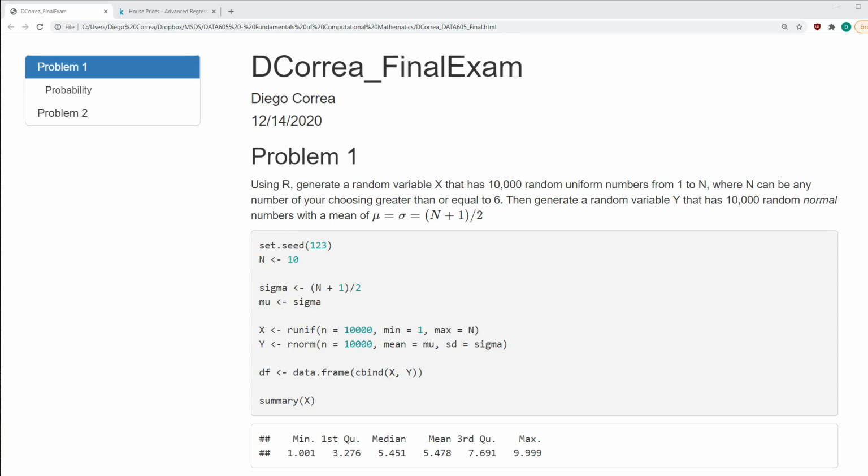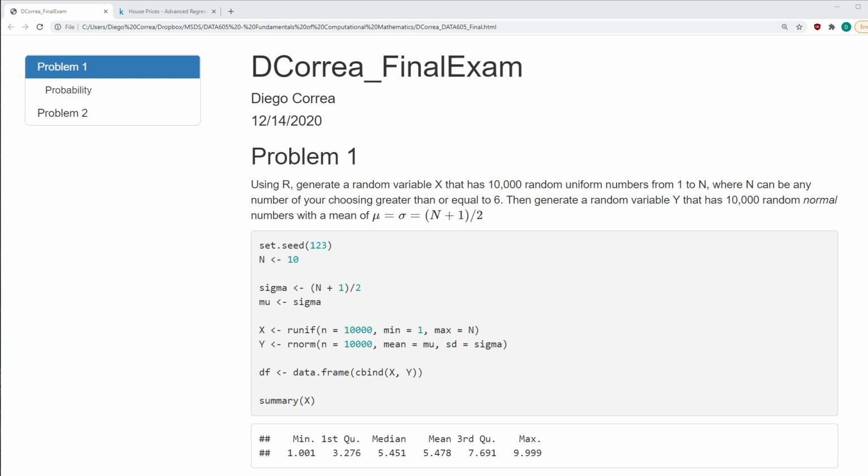I will be presenting my final exam for Data 605. Problem 1. Use R to generate a random variable x that has 10,000 random uniform numbers from 1 to n, where n can be any number you choose greater than or equal to 6. Then generate a random variable y that has 10,000 random normal numbers with a mean of mu equal to sigma equal to (n+1)/2.